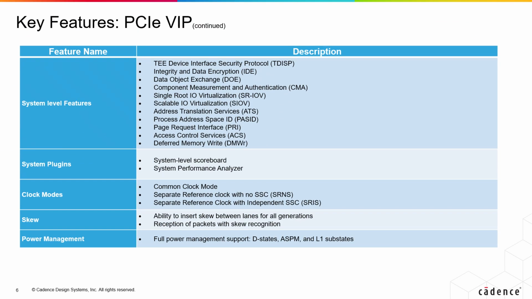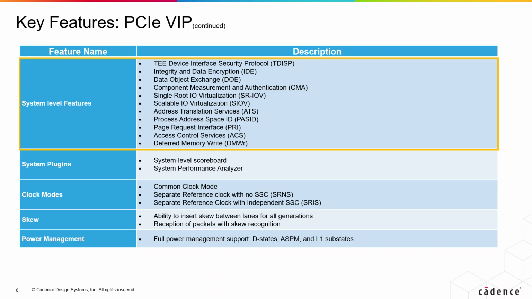This slide is also a continuation of the previous one, focusing on system-level capabilities, plugins, clock modes, SKU handling, and power management. The key system features include security protocols like TEE Device Interface Security Protocol and data protection mechanisms such as integrity and data encryption. It also covers data object exchange, which takes care of all the aspects of data transfer, along with component measurement and authentication. Virtualization support is robust with single root and scalable I/O virtualization, enhancing resource sharing and efficiency.